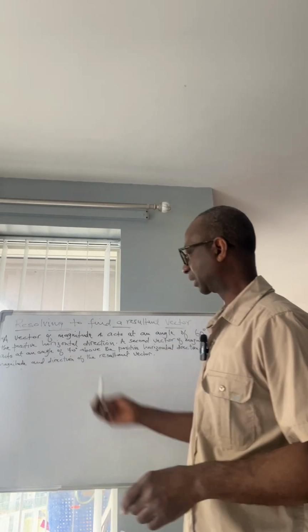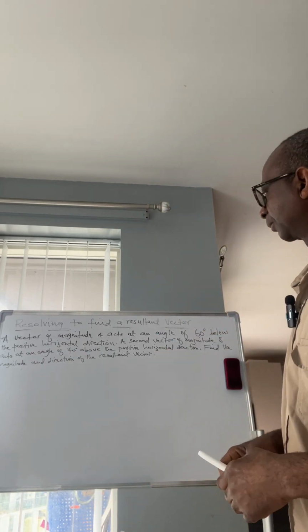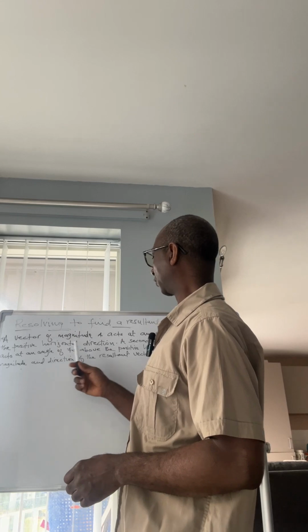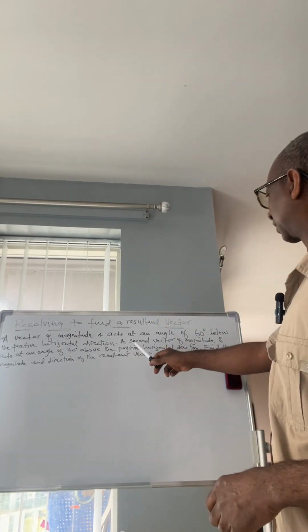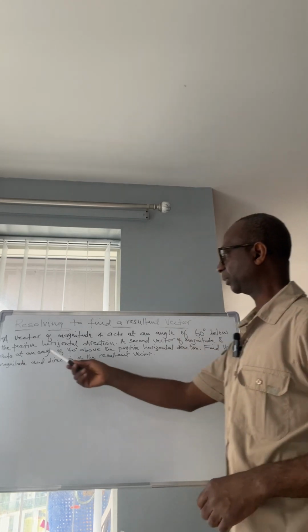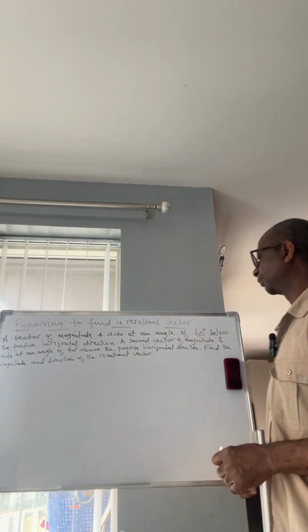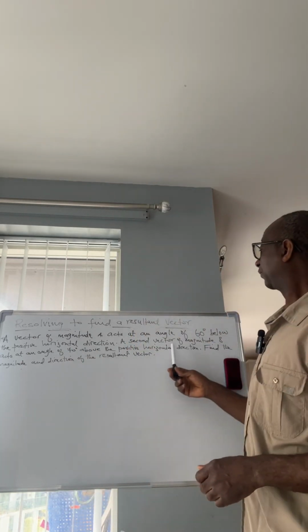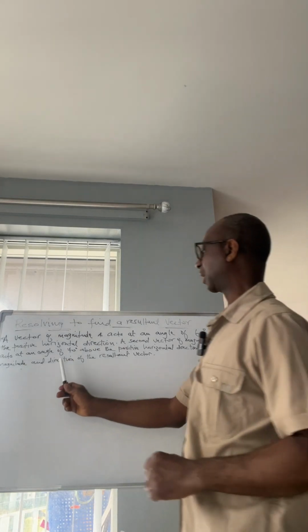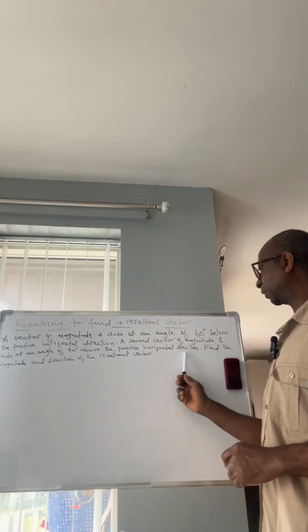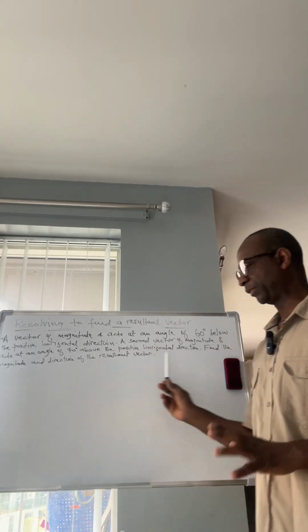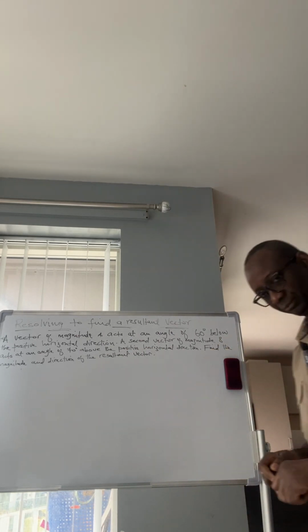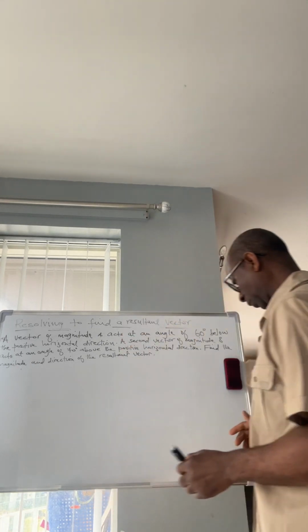And we are going to look at a problem that says a vector of magnitude 4 acts at an angle of 60 degrees below the positive horizontal direction, and a second vector of magnitude 8 acts at an angle of 70 degrees above the positive horizontal direction. Find the magnitude and direction of the resultant vector. So let's go.